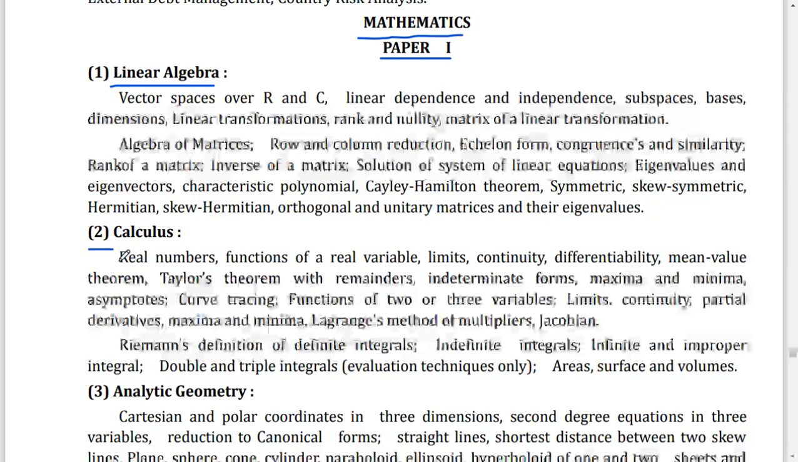2. Calculus. Real numbers, functions of a real variable, limits, continuity, differentiability, mean value theorem, Taylor's theorem with remainders, indeterminate forms, maxima and minima.